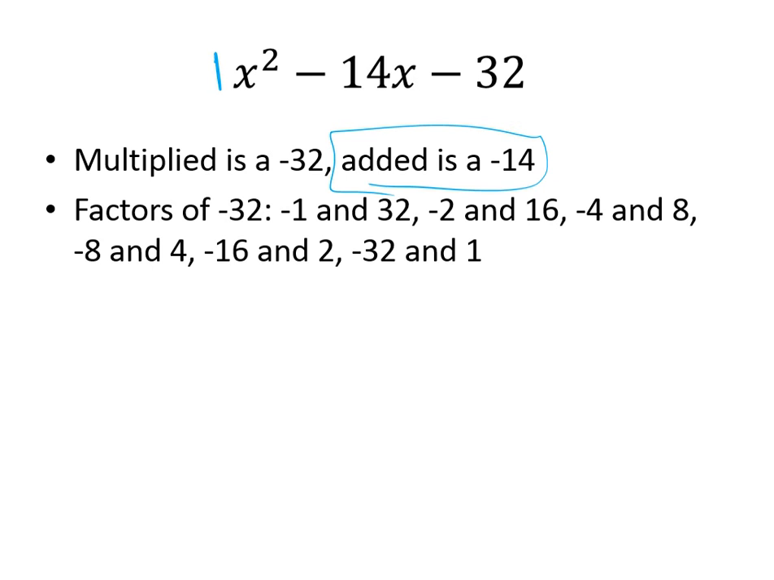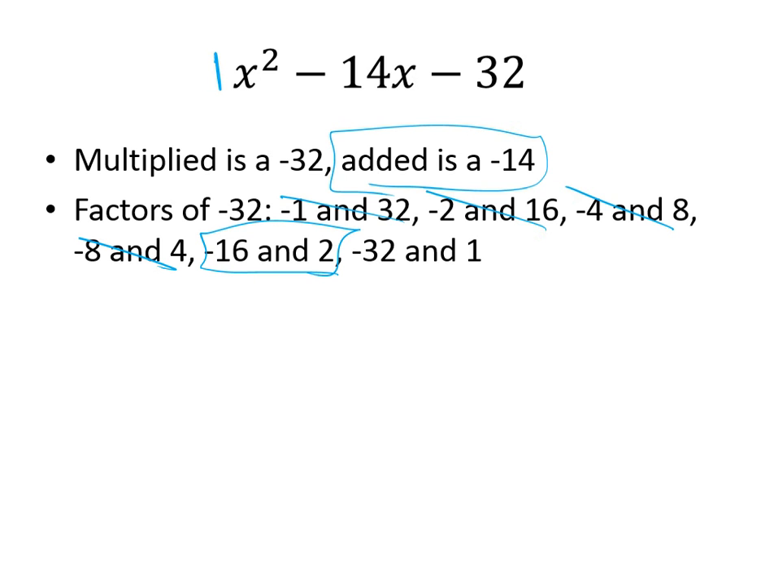Which means this one has to be out, and this one's out, and this one's out. Now we look, okay, here are the numbers multiplied together that get you negative 32. We've already taken out the first three because if we were to add any of those, we would get a positive number. Negative 8 plus 4 is negative 4. That one's out. Negative 16 plus 2 is negative 14. So there would be our answer.